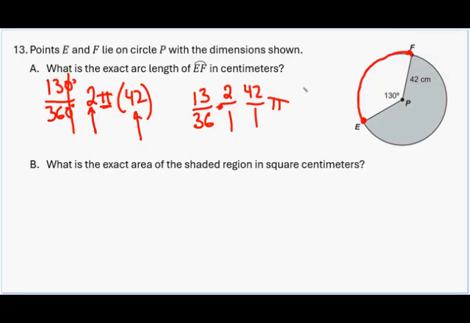that would give us 1,092 over 36 pi. And that does reduce down to 91 pi over 3. Oh, and our units, I almost forgot units. Arc length would be linear. That would just be centimeters.